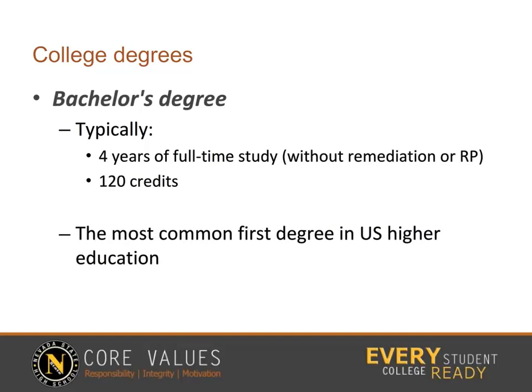The average bachelor's degree will take 4 years of full-time study and 120 credits. Students who place into remedial courses, repeat courses with a C- or less, or take courses that do not fulfill degree requirements are adding on the time and cost of getting the degree. A bachelor's degree is the most common first degree earned in U.S. higher education. Click to the next slide when you are ready.